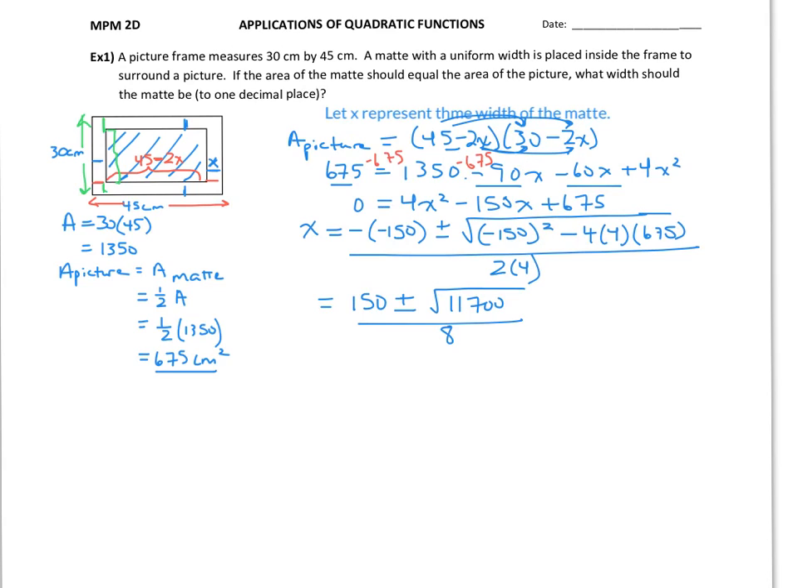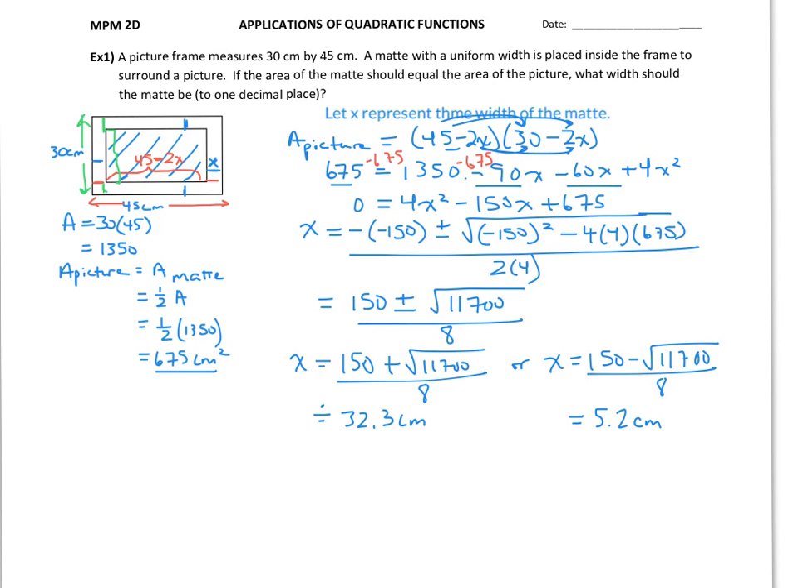And then from there, we're going to actually break that into the two pieces. Either x is equal to positive 150 plus the square root of 11,700 divided by 8, or x will equal 150 minus the square root of 11,700 divided by 8.